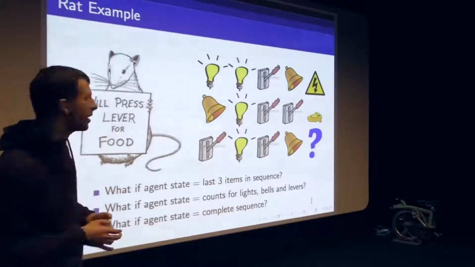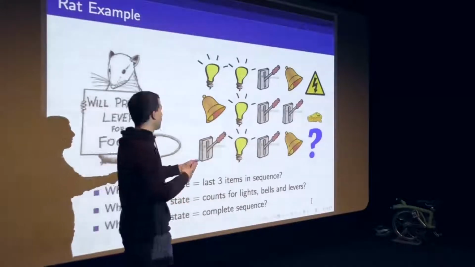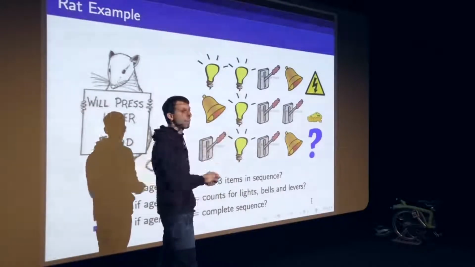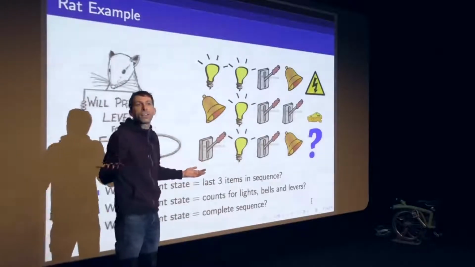So what about this one? What if the agent state is the complete sequence? What will happen next? If we think that the next thing which happens is the complete sequence we've seen so far, what will happen next? We don't know. And that's another legitimate case.